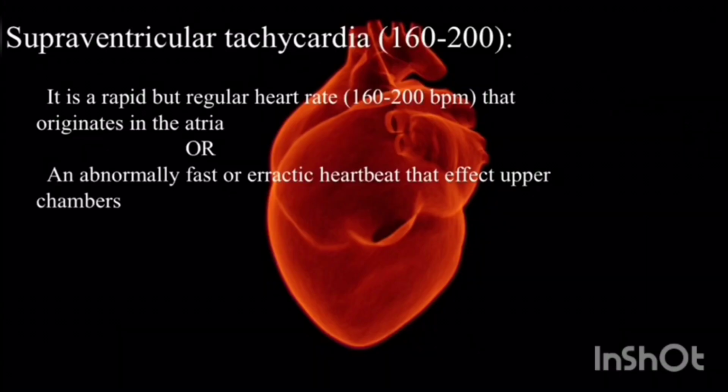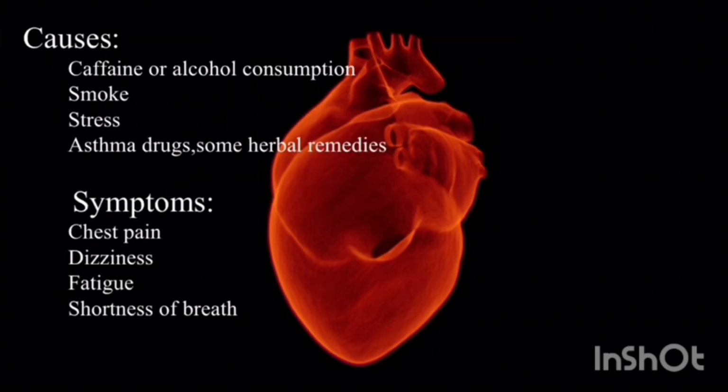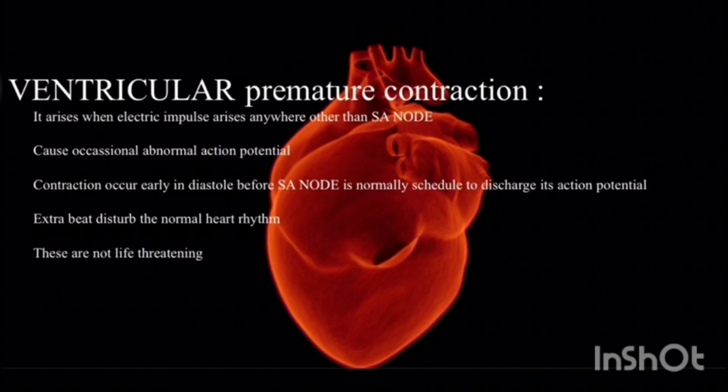Fourth, supraventricular tachycardia. It is a rapid but regular heart rate that originates in the atria, or an abnormally fast or erratic heartbeat that affects the upper chambers. Causes: caffeine or alcohol consumption, smoking, stress, asthma drugs. Symptoms: chest pain, dizziness, fatigue or shortness of breath.